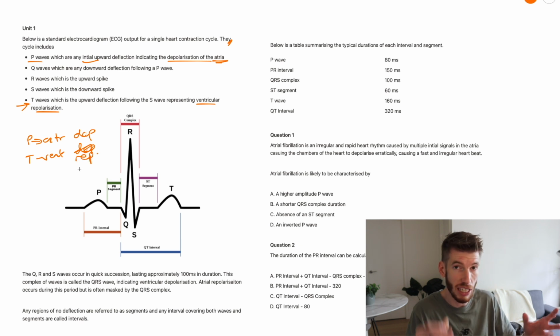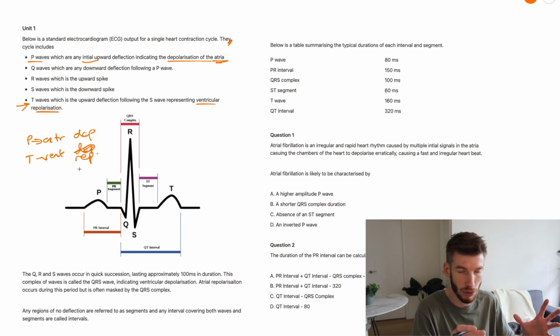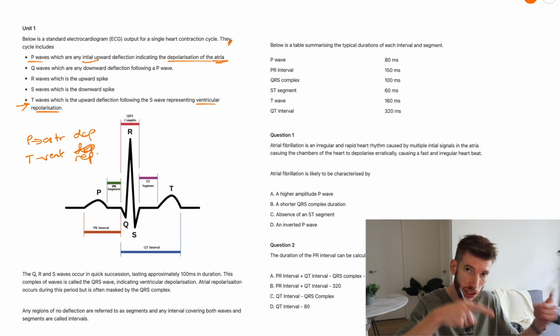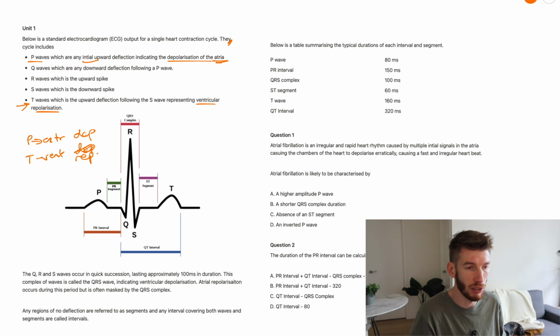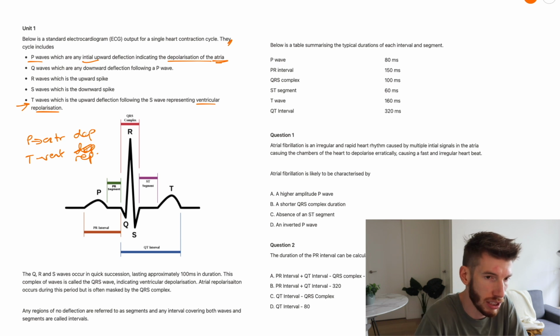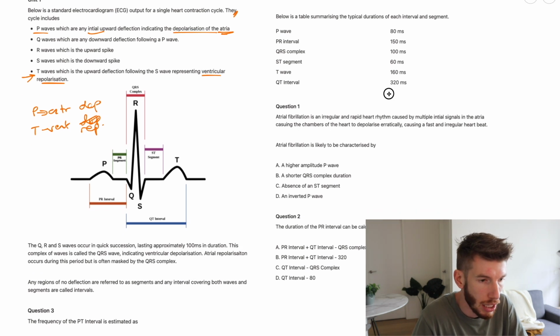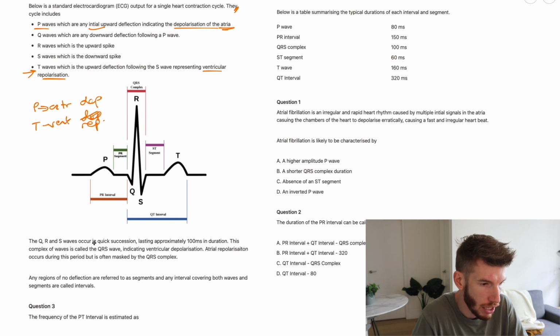Repolarization. That would be enough for me on the notes to know kind of what everything represents. I might even draw up the little graph shape and then just put arrows and say atria, depolarization, and then ventricular repolarization. Then we've got the QRS wave, which occurs in quick succession, lasting approximately 100 milliseconds in duration. This complex of waves is called the QRS, indicating ventricular depolarization.